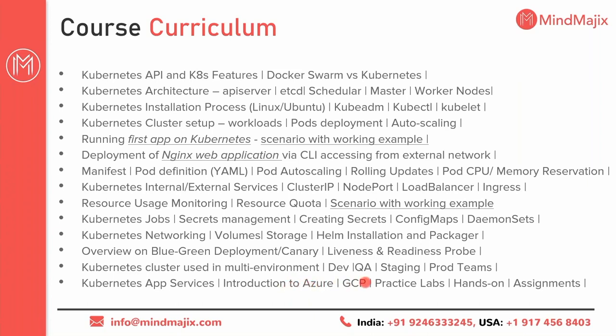So AKS. Similarly for Google, we also have GKE, which is called Google Kubernetes Engine. This comes from Google. We also have EKS, Elastic Kubernetes Services from AWS. So we will see how we can have this as a service model, and we will explore and see what the difference is from bare metal.